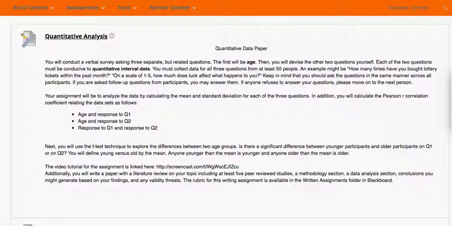I might ask people, how many times have you bought lottery tickets in the past month? That's one question, right? So they might tell me 0, they might tell me 20 times. And then I might ask, on a scale of 1 to 5, how much does luck affect what happens to you? And I would need to clarify, right? 1 would mean luck has little to no influence on what happens to me. 5 would mean it has a lot of influence, right? So this is really like a Likert scale, but when we convert it into numbers, it's considered to give us interval data. So I'm going to ask those questions and record them.